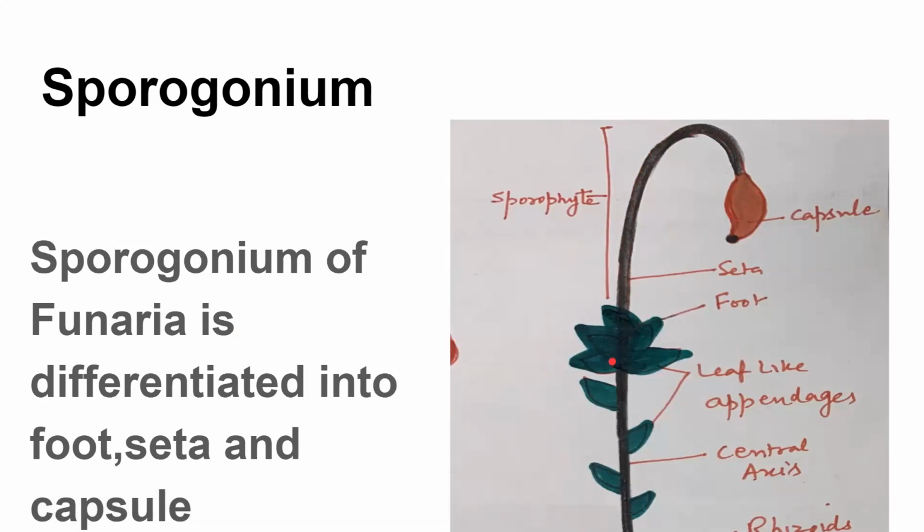Foot helps in attachment of the sporophyte with the gametophyte. This will also absorb water and minerals for the sporophyte. This will also take certain nourishment from the gametophyte, and seta will carry all these materials, nutrients, minerals, and water toward the capsule. Capsule part has sporogenous tissue, which will help in formation of the spore mother cell, and spore mother cell will undergo meiosis to form haploid spores.